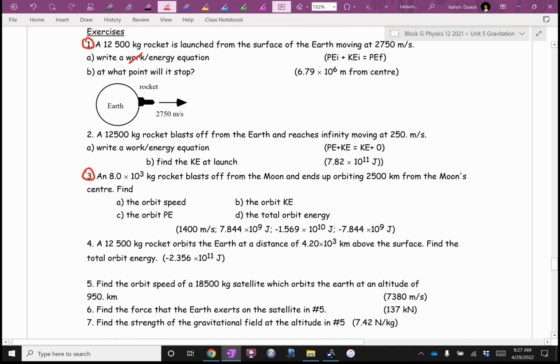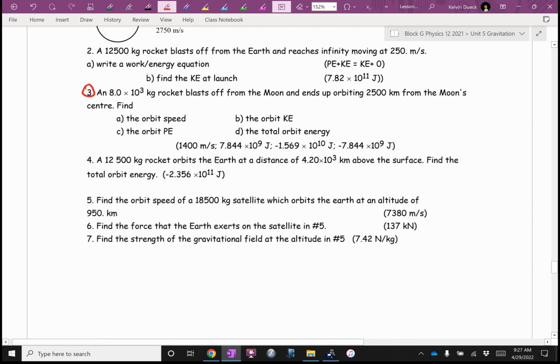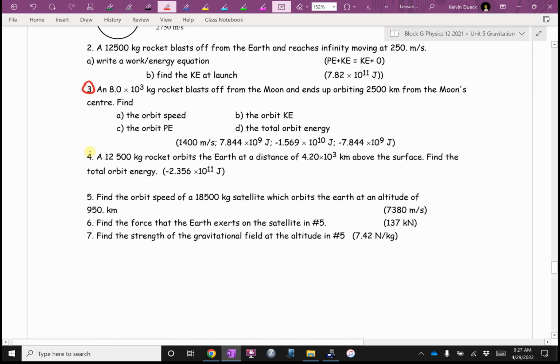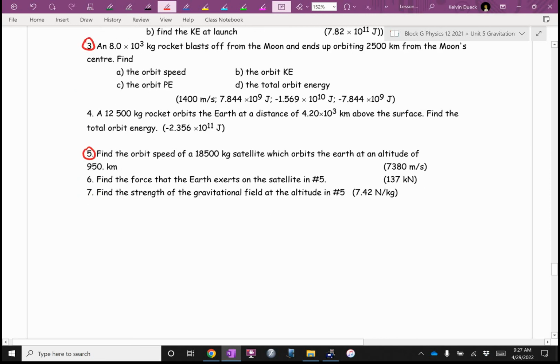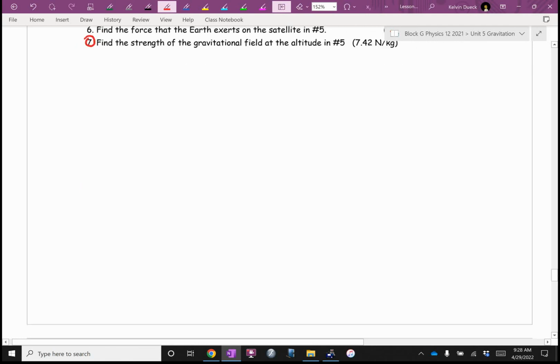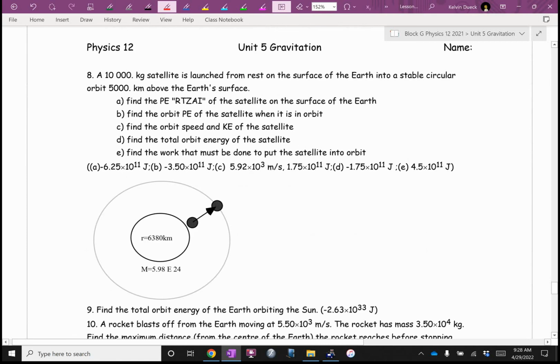Number 3 is good. I skipped number 2. Five is good. I skipped number 4. 7 is good. I skipped number 6. 8, this is the long question where you have to figure out everything. The change in potential, the change in kinetic. They didn't give me the orbital speed. By the way, when it says relative to 0 at infinity, that's saying make sure you use the cosmic potential energy equation. Don't use mgh. Can't do that.